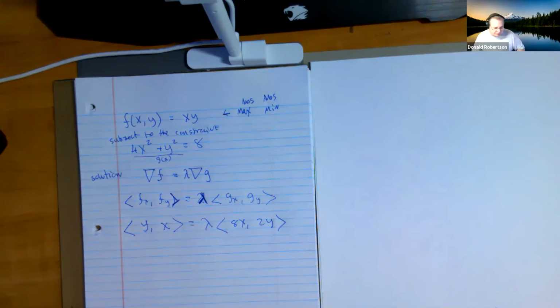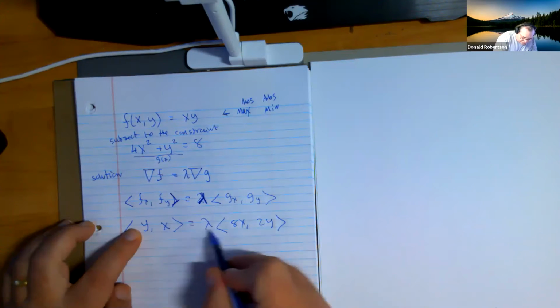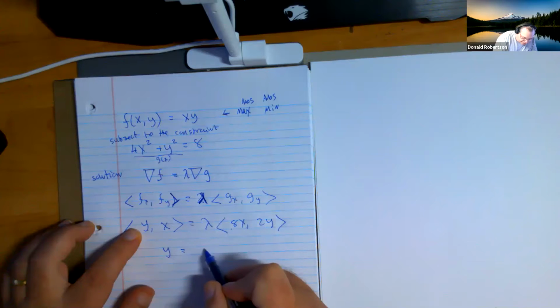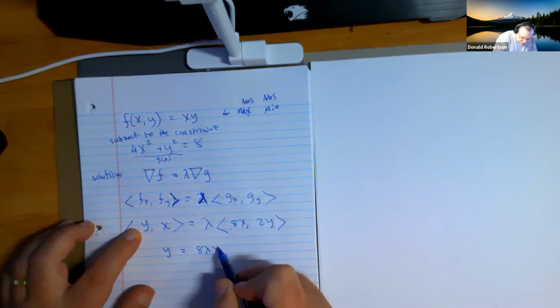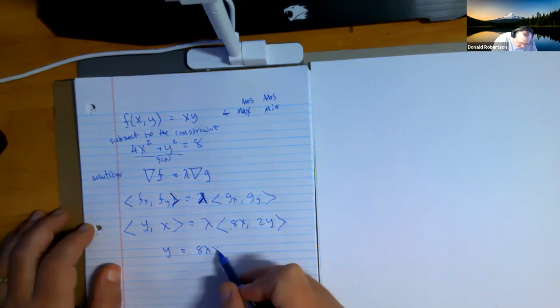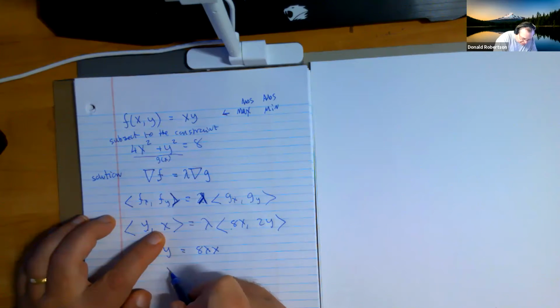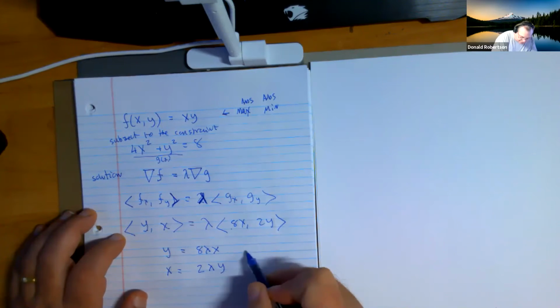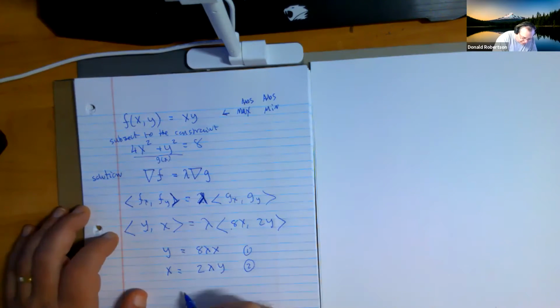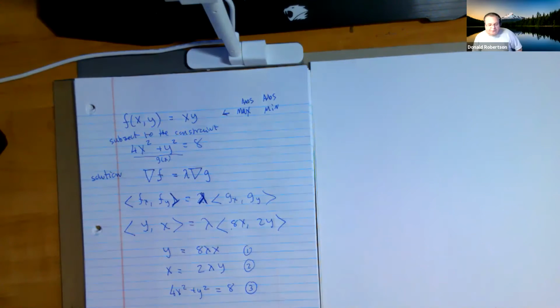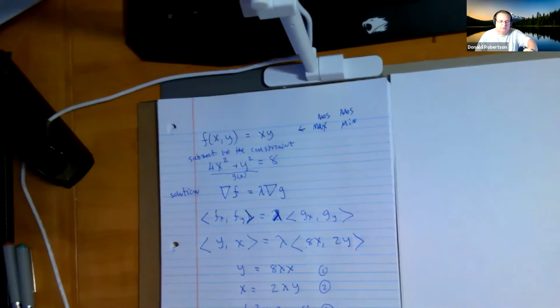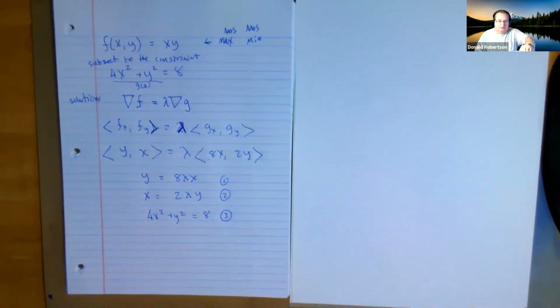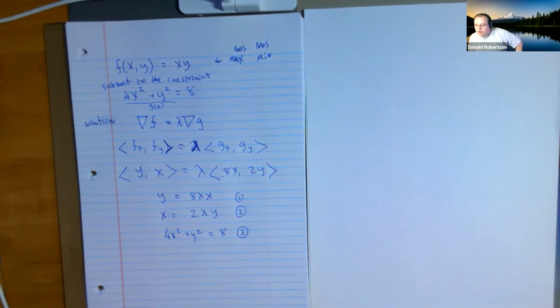So when we're finished, there's going to be 3 equations. If I match this with this, I get my first equation. It says y has to be 8 lambda x. Second equation, x has to be 2 lambda y. And the third equation is your constraint, in this case, that one. So far, so good. Are we comfortable about the setup?